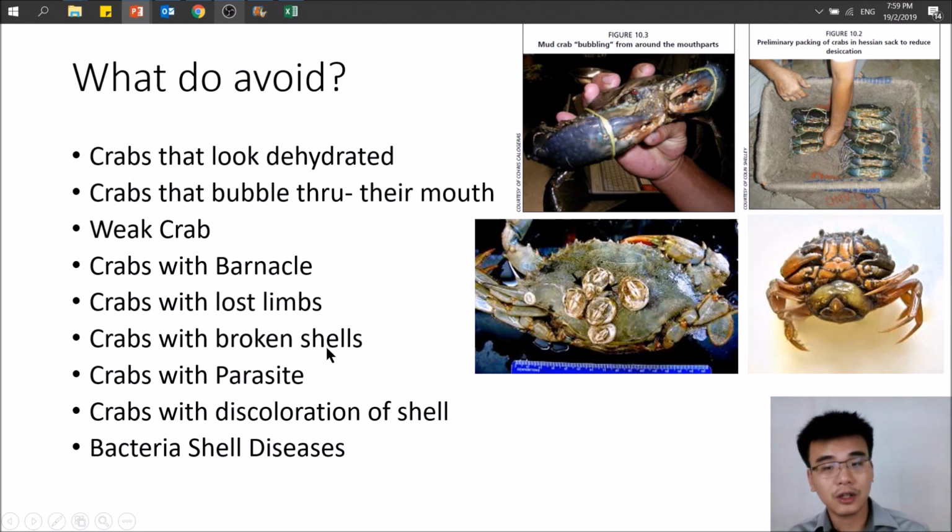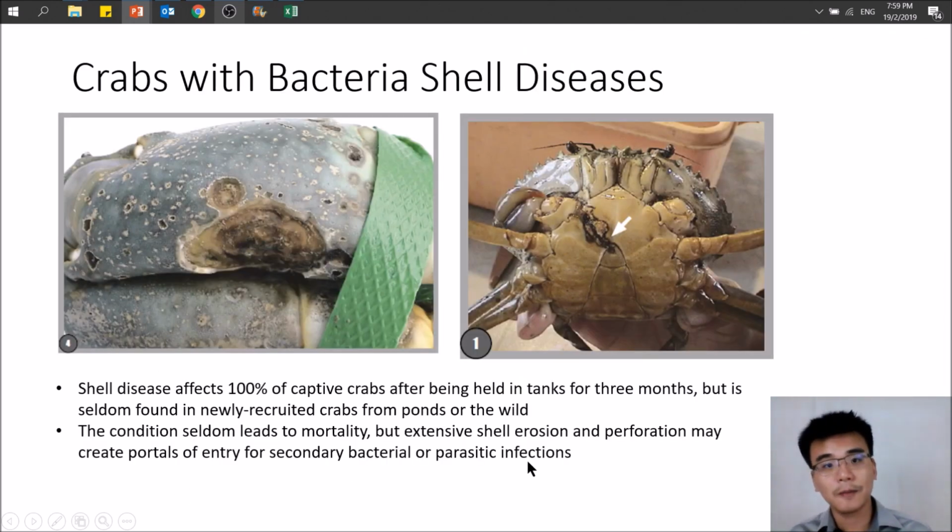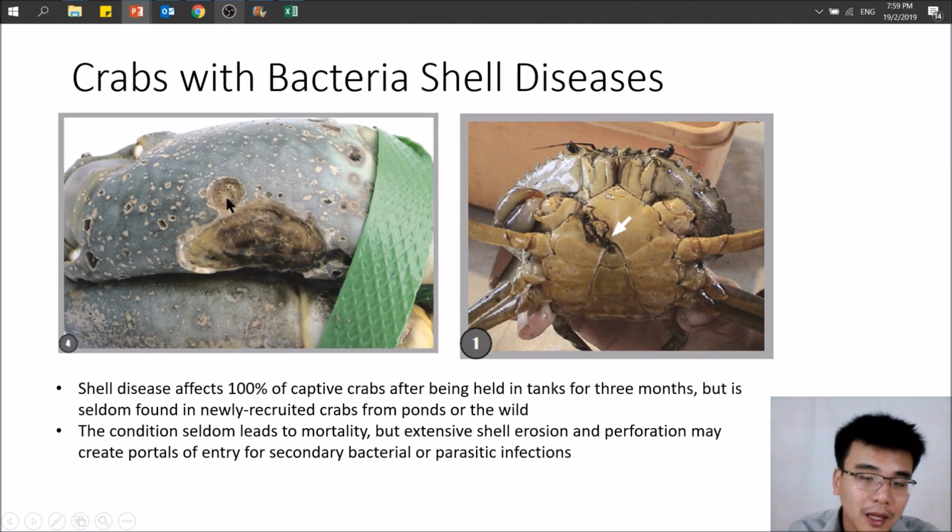Broken shells will not kill the crab directly, but usually they lead to secondary infection. Crabs with parasites, this is what a rhizocephalan barnacle looks like. Discoloration of shell and shell diseases. This is a typical crab that has shell disease. The bacteria will actually eat into the shell and perforate it, and then you have secondary infection either from fungus or some other bacteria that infects the crab.